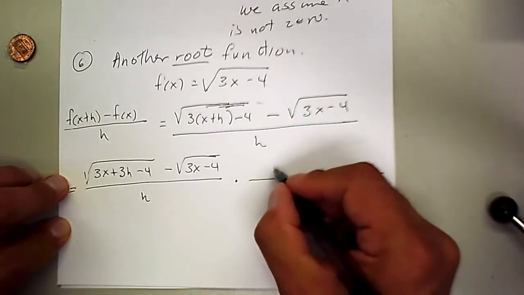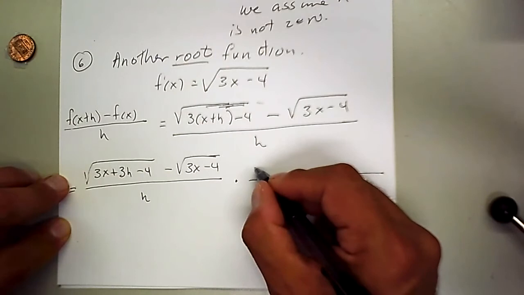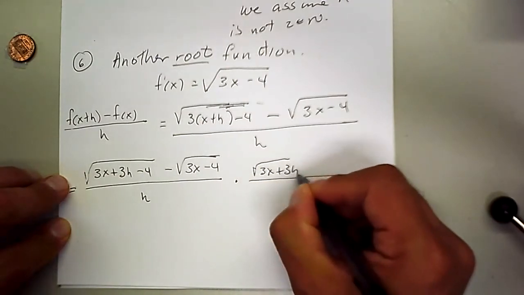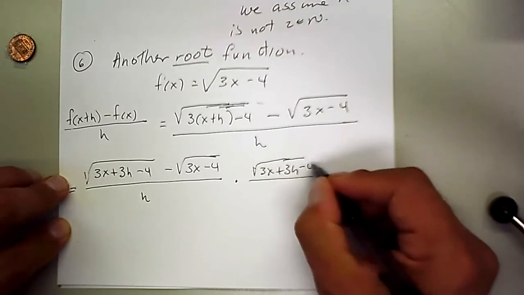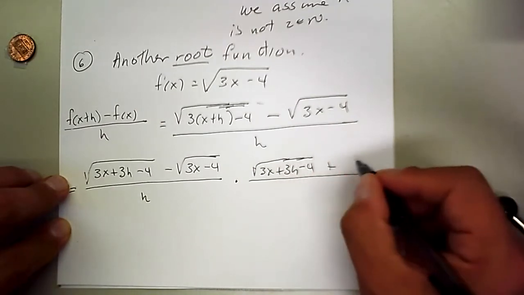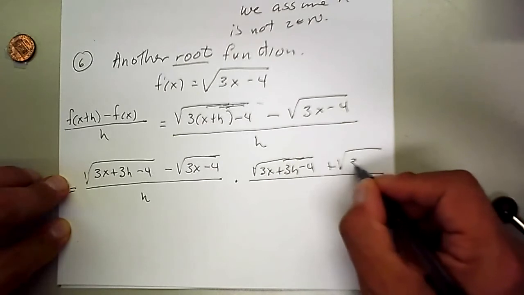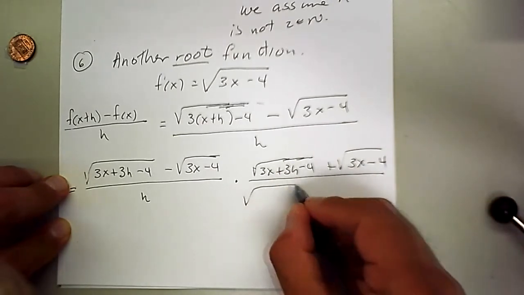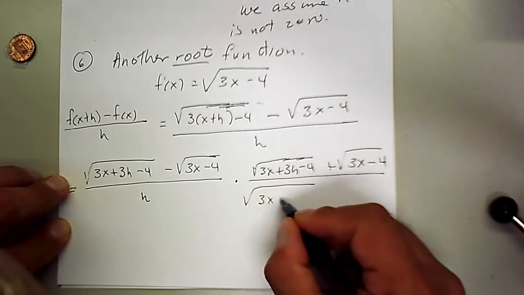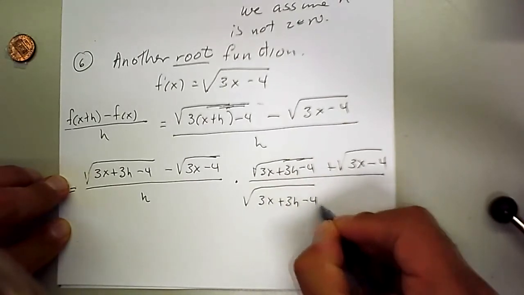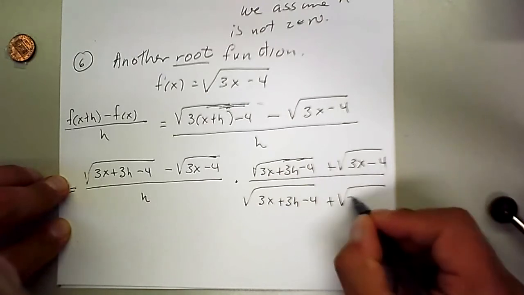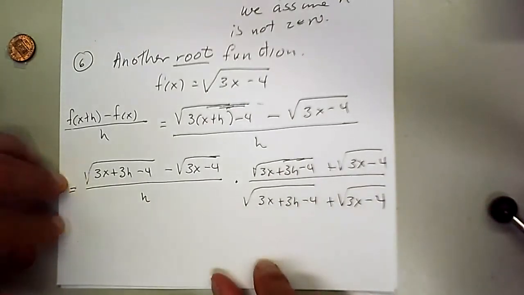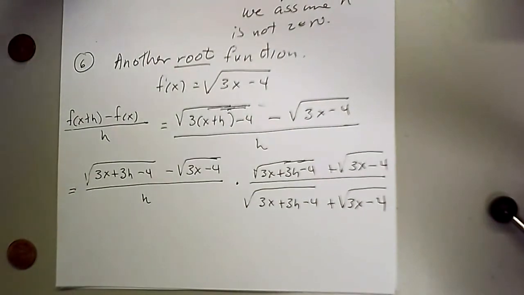So we will have the square root of 3x plus 3h minus 4 plus, still under the root, square root of 3x minus 4. And then the same thing here: square root of 3x plus 3h minus 4 plus square root of 3x minus 4. This is going to get ugly before it gets better. I'm going to continue on the next page.